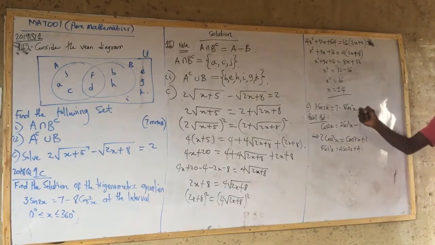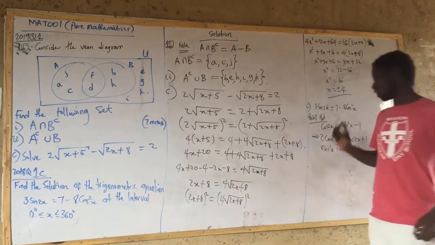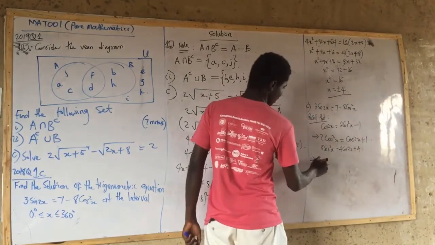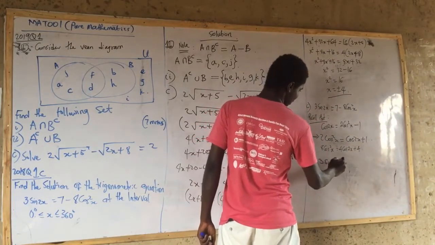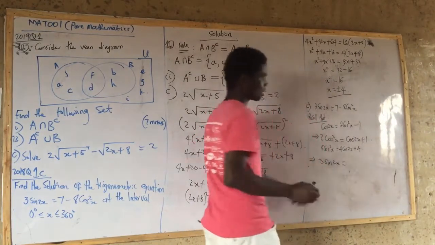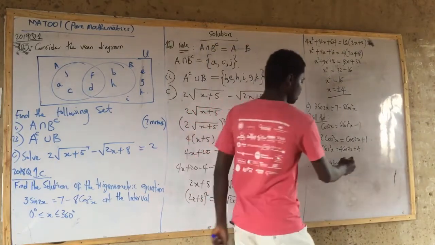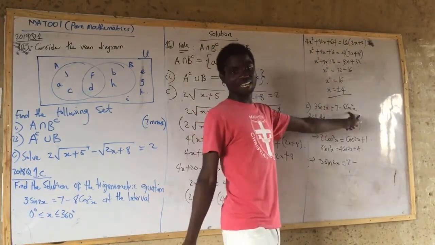So substitute this into this, so that when you substitute, you are going to have 3 sine 2x is equal to 7 minus, you know, this is 8 cos squared x.